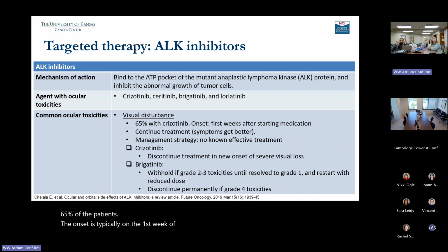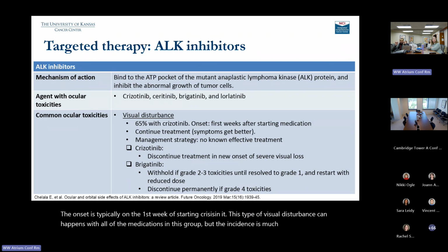This type of visual disturbance can happen with all of the medications in this group, but the incidence is much lower. It is less than 15%.